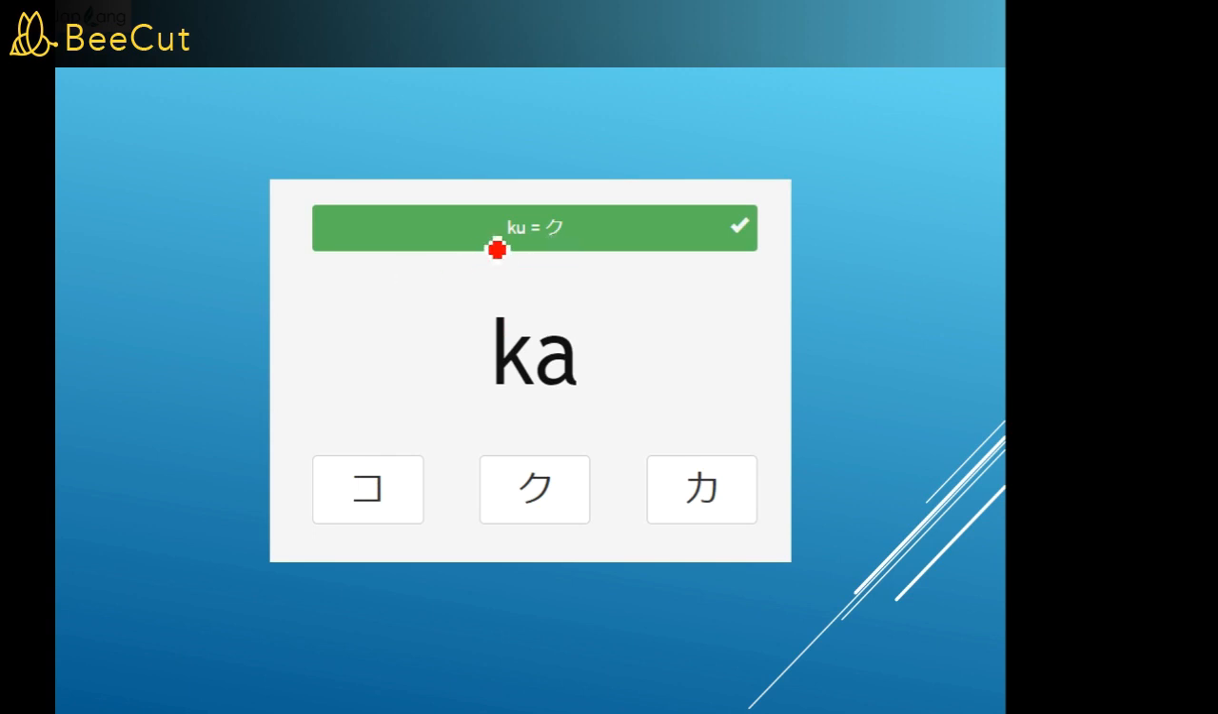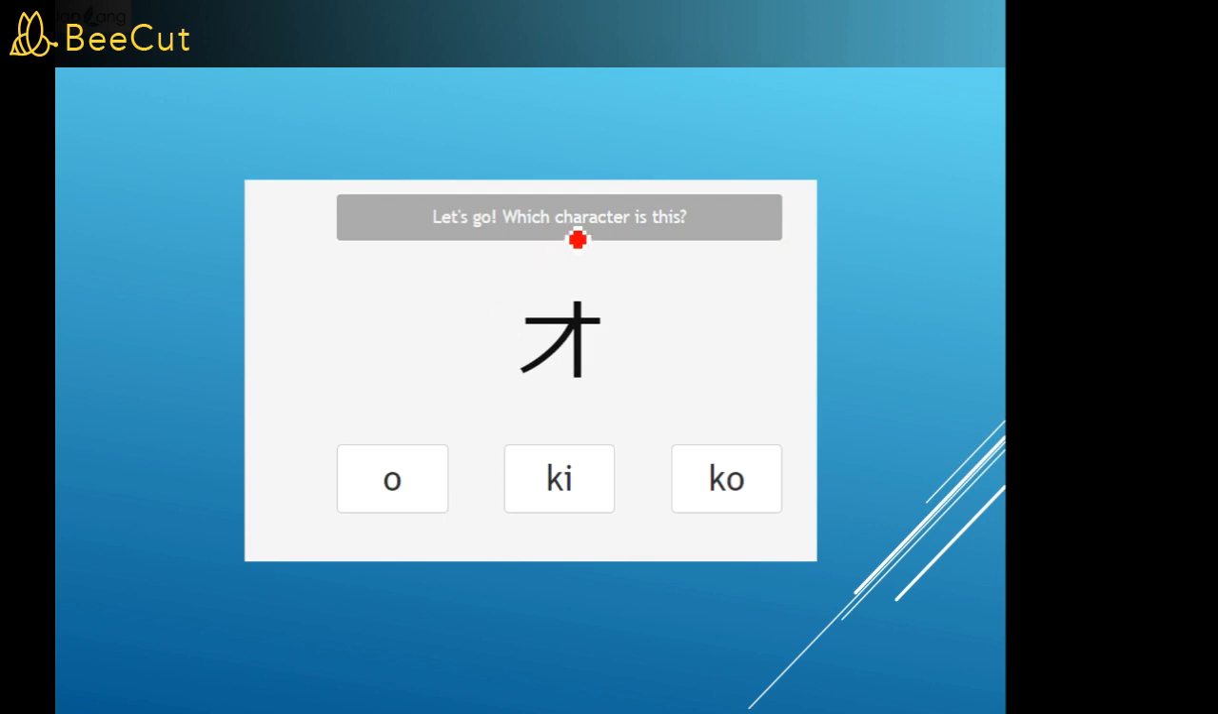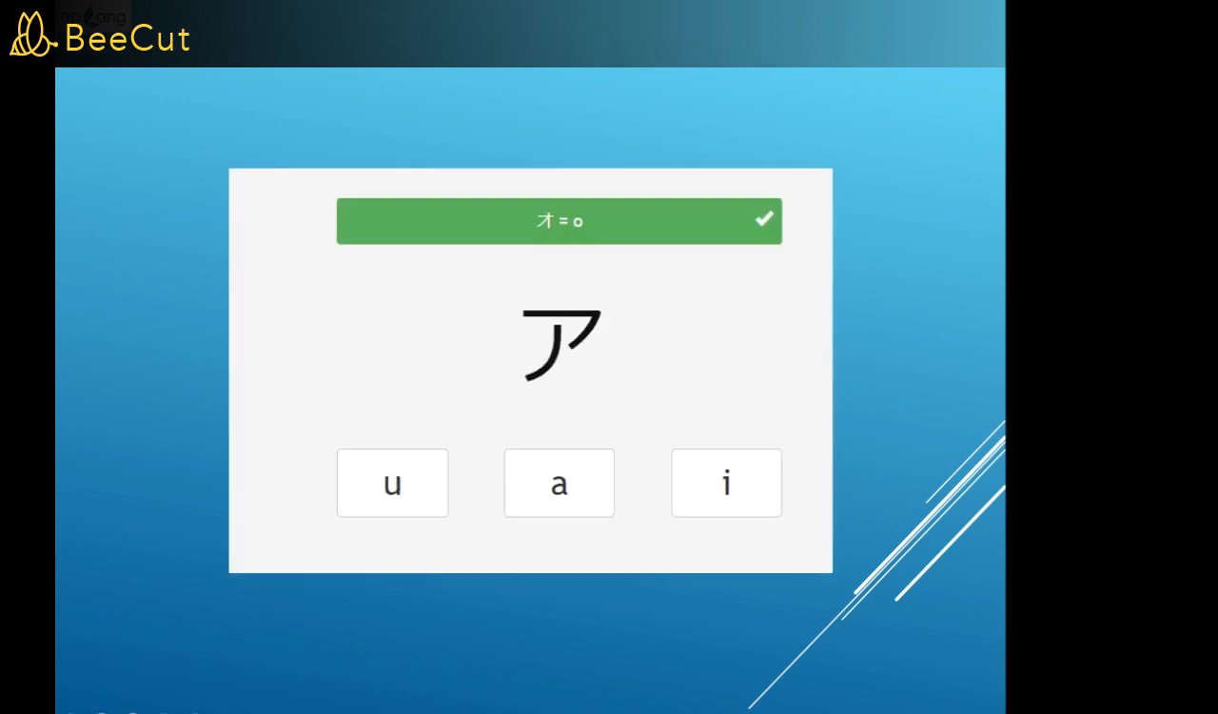See, a Ku again. Earlier Ku was the right answer, so we have to put Ku here. This is Ka. Okay, let's go. Which character is this? This is Ka, Ki, Ku, Ku. This is O. This is the right answer, O. This is A.